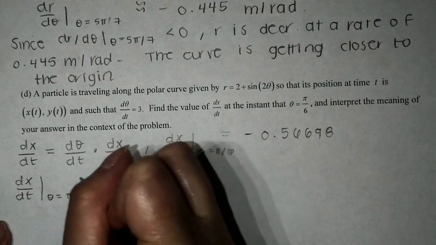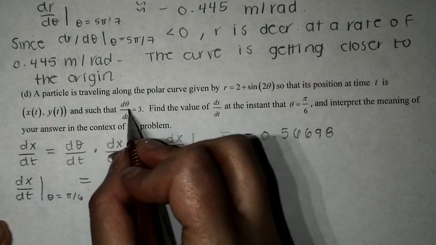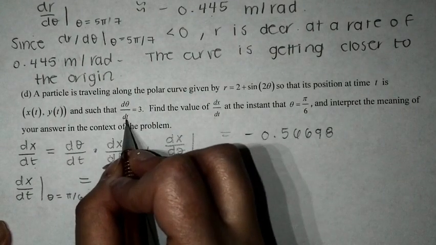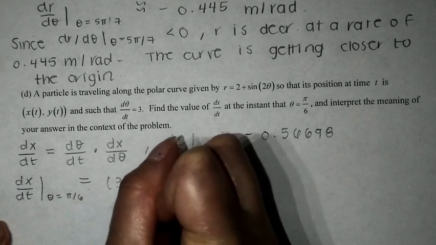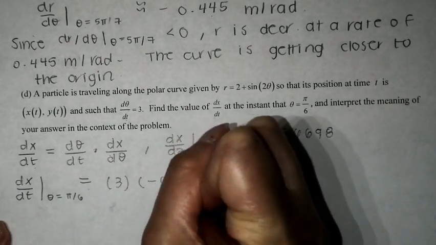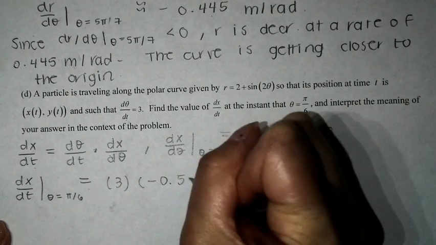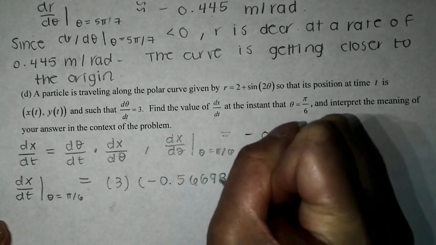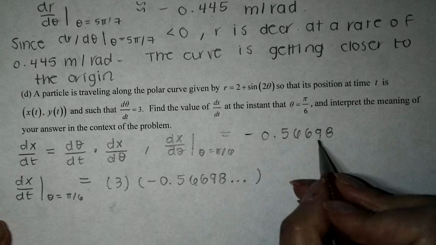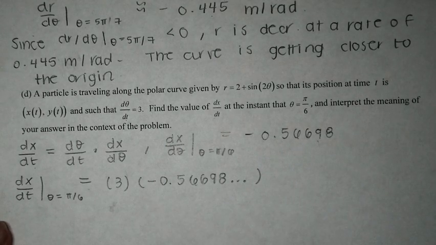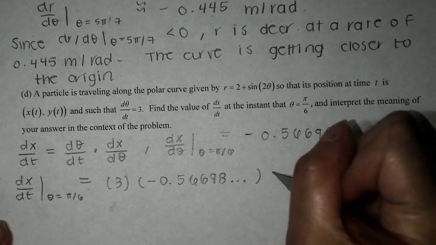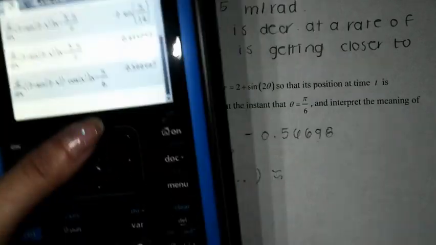So what you're going to have here, I already know that dθ/dt is 3, so you have the 3 here, and then here you just copy all that value that we have over here. I want to put dot dot dot because you cannot round this one, since that's not a final answer. So let's just copy this one and multiply that guy times 3.